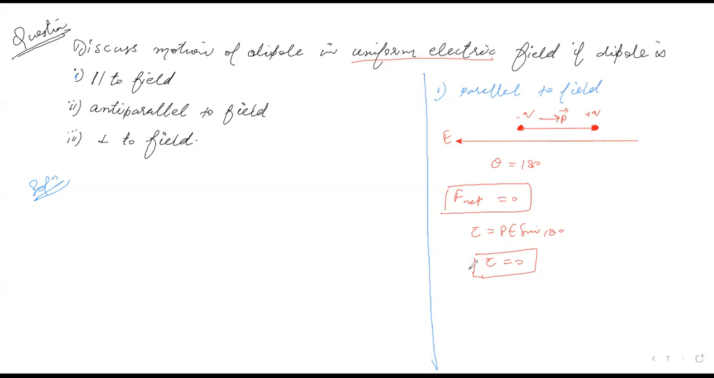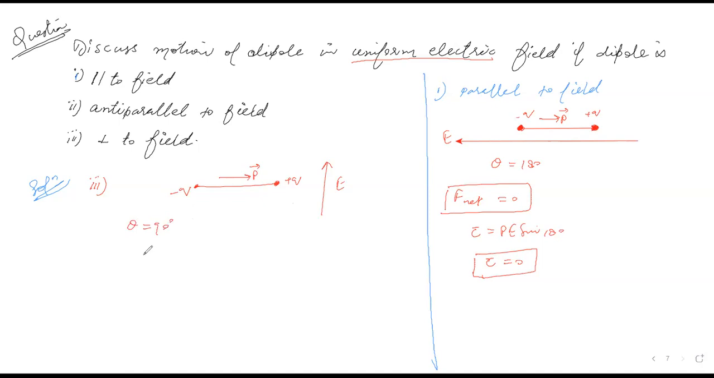In the next case, it is perpendicular to the field, the third case. So the angle will be 90 degrees. Exactly. This is your dipole of plus q and minus q, and the field is perpendicular to the dipole. Then theta is 90 degrees.